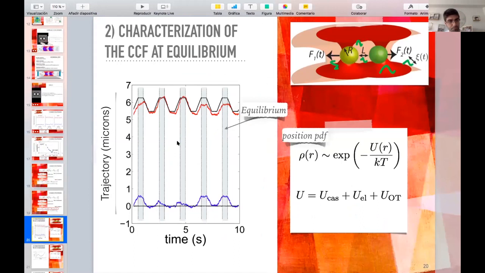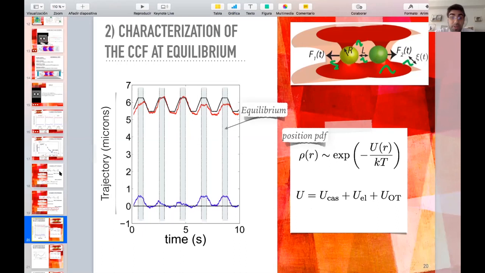And we see that in our protocol, between the forward and backward, when we are getting closer and when we are getting further from one trap with respect to the other, we have some equilibrium position. The relaxation time of the particles is a few milliseconds, so we can consider that the system is already in equilibrium in this position. And we can use this trajectory to build the position probability density function in order to obtain the total potential that the particles are feeling in this moment. This potential is a combination of the critical Casimir force, the electrostatic repulsion between the particles, and the optical tweezers. So we can plot it here.